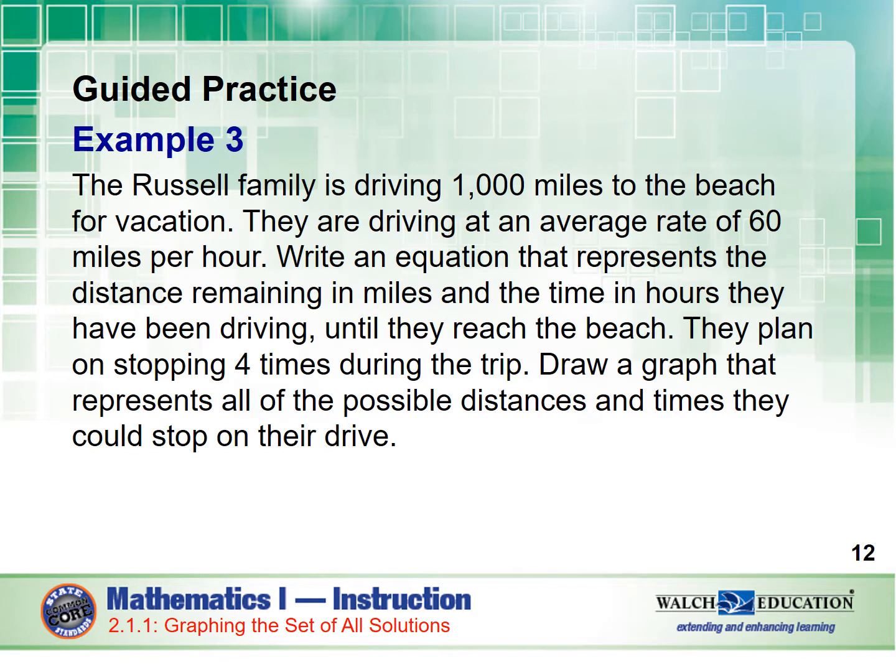Example number 3 is a word problem. The Russell family is driving 1,000 miles to the beach for vacation. They're driving at an average rate of 60 miles per hour. Write an equation that represents the distance remaining in miles and the time in hours they have been driving until they reach the beach. They plan on stopping 4 times during the trip. Draw a graph that represents all the possible distances and times they could stop on their drive.